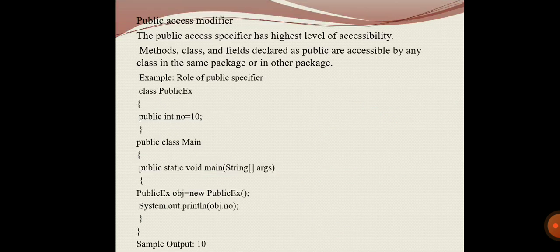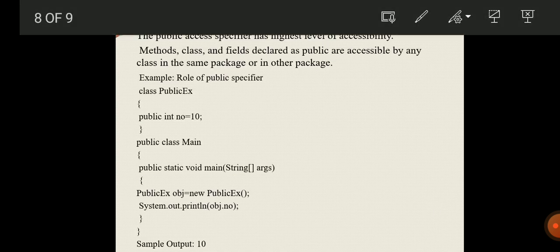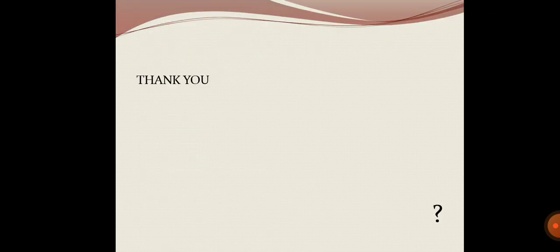The next one is the public access specifier or modifier. It has the highest level of accessibility, and when declared as public it is accessible anywhere: in the class, the same package or another package. See the example, public example: public int number equal to 10. I have declared it as public. And void main, then we create the object and use object.number, and you will get the output as 10. So these are the things related to the access specifier. Thank you.